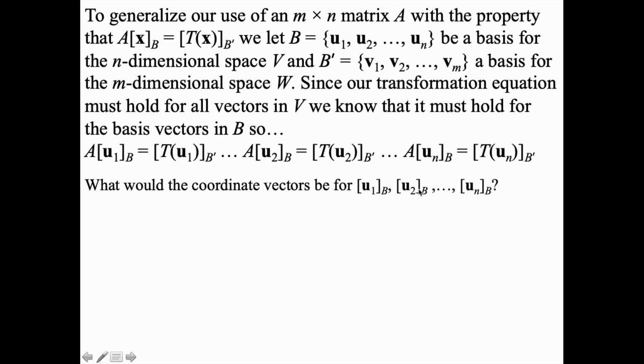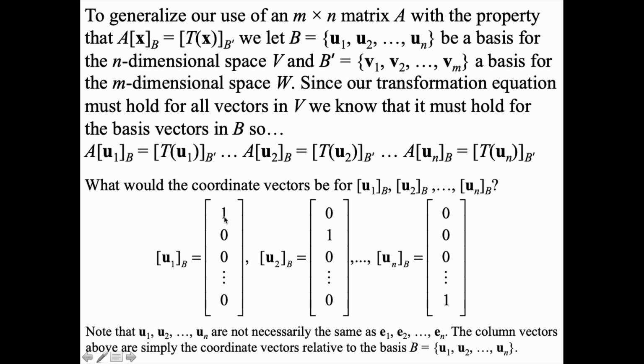Well, it works the same way for any type of basis. If you're referring to the first basis vector, its coordinate would be simply 1 in the first position. If you're looking at the second basis vector relative to the given basis B, that means a 1 in the second position, and so on and so forth, until you get 1 in the n position. Now keep in mind, these vectors, u sub 1, u sub 2, all the way to u sub n, are not necessarily the same as the standard basis vectors e1, e2, all the way to en. We're not saying that it's equal to, but we're just saying that the column vectors you see are simply the coordinate vectors relative to the given basis for any basis.